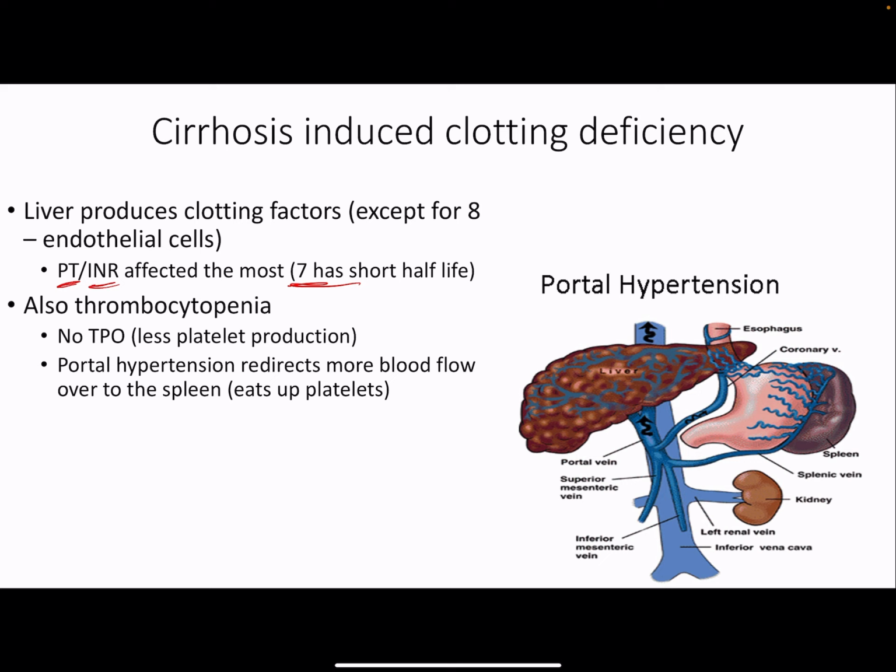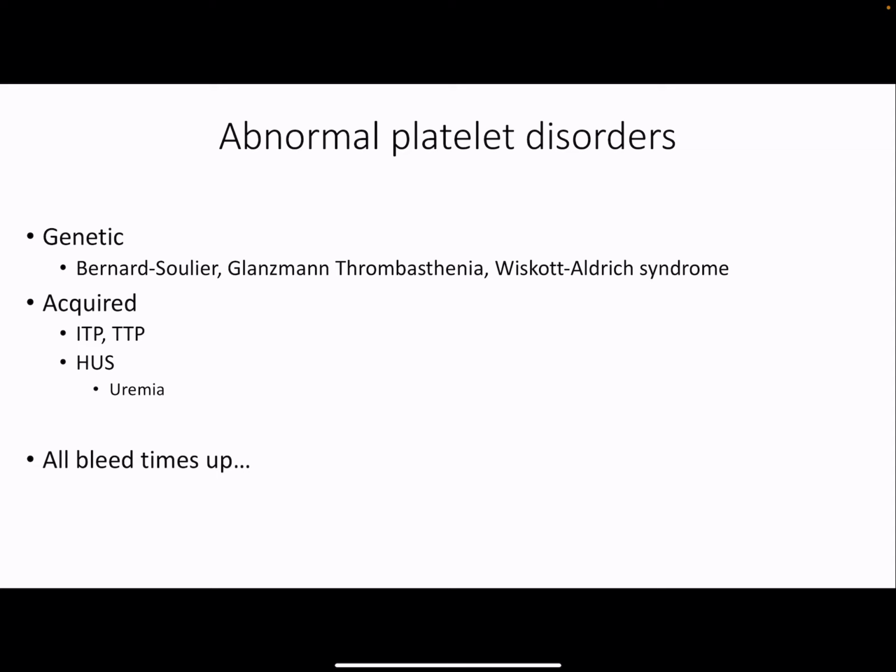Also keep in mind that the liver makes thrombopoietin, which is necessary for megakaryocyte and platelet production. Also, if you have cirrhosis, you might develop portal hypertension. And so you're going to have this buildup of blood that's going to effectively push this blood flow back into the spleen. If you push more blood back into the spleen in the venous system, the spleen is just going to eat up and destroy more platelets. So not only are you producing less platelets if you have cirrhosis, you might be eating up more platelets because you're redirecting more blood flow over to the spleen.